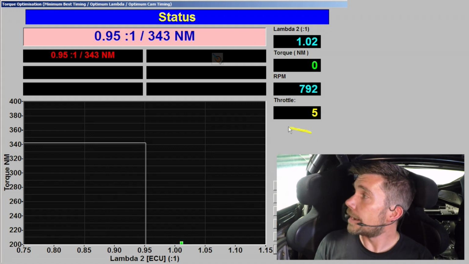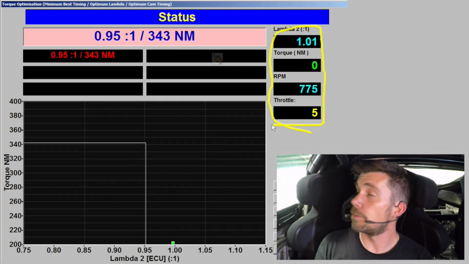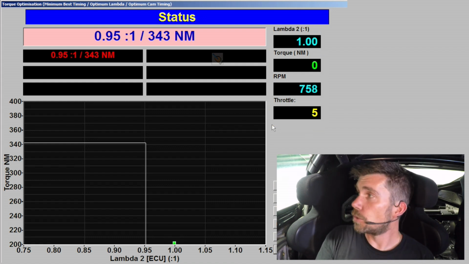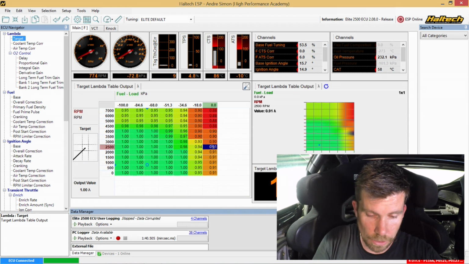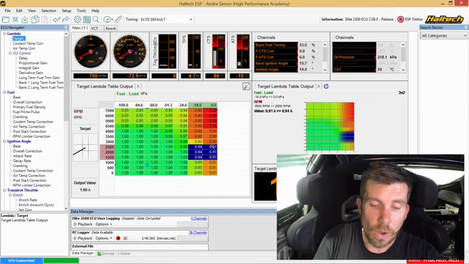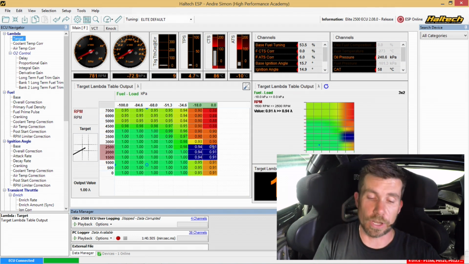At the top right hand corner of the screen we have some live data. We've got our Lambda value coming from our ECU, we have our torque value, our engine RPM and our throttle position. Okay, so what we're going to do is start by going into our laptop software, and we're going to highlight the entire wide open throttle area that the engine's going to be running in.